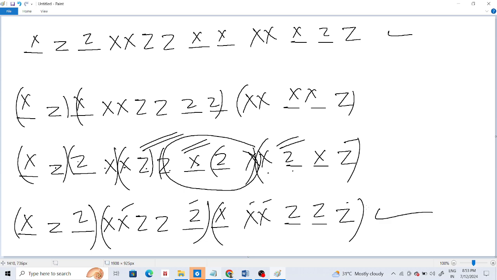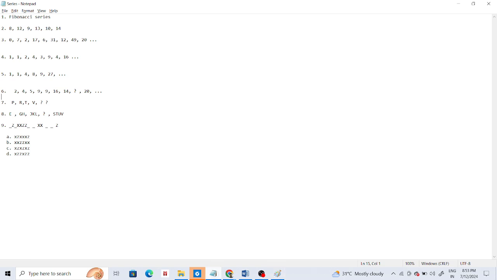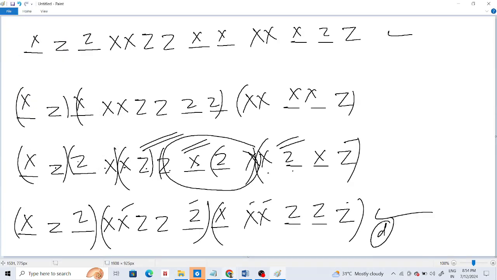If you see number 4, I found a pattern, a rhythm in number 4. XZZ, XX, ZZZ, XXX, ZZZ. First of all, X is there, then 2 Z's, then 2 X, 3 Z, and then 3 X, 3 Z. So the answer for this one is actually D, because here we find a clearer pattern, a clearer rhythm compared to the other three.